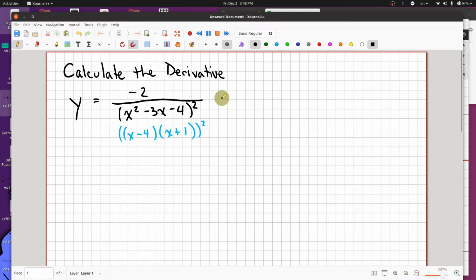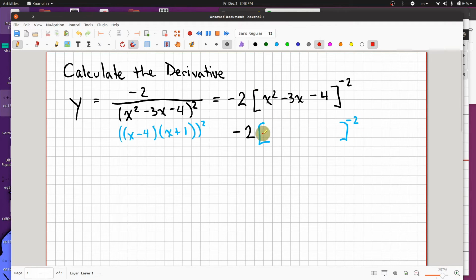So let's begin by rewriting this function in a form that's a little bit easier to work with. I have negative 2 times x squared minus 3x minus 4, and that is all raised to the negative 2. So what are the two parts of that function? I like to describe this negative 2 as being just along for the ride. It's a multiplier, and we don't need to worry about it. But now we have an outer function. My outer function is going to be this part, raising to the negative 2 power, and my inner part will be x squared minus 3x minus 4.